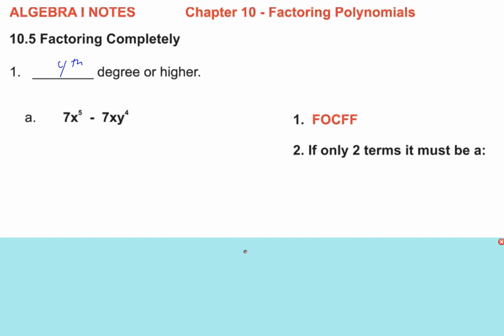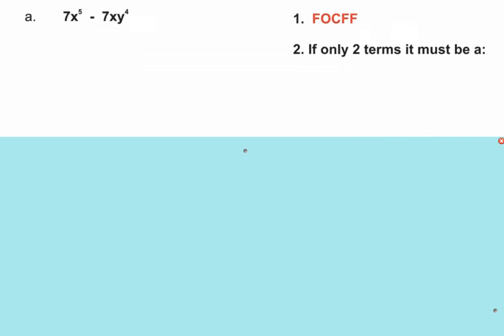All right, so our first example here is 7x to the fifth minus 7xy to the fourth. Now look, we know to do what? Factor out common factors first, yes? That's what we got to do. So if you look at this, somebody tell me what common factors to factor out. Ethan? 7x. The only thing common to both terms is a 7x. That is correct.